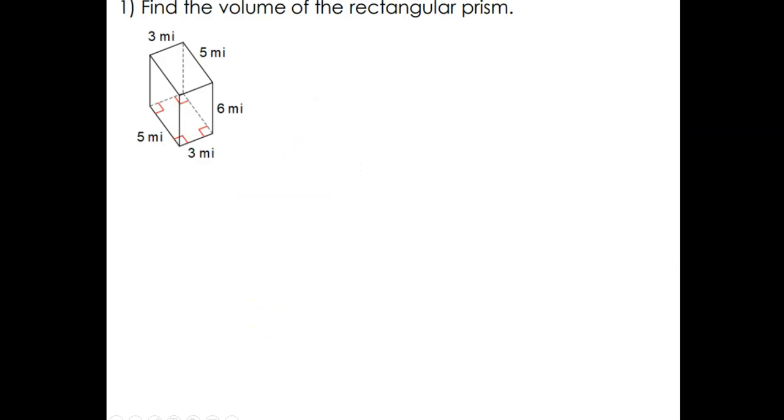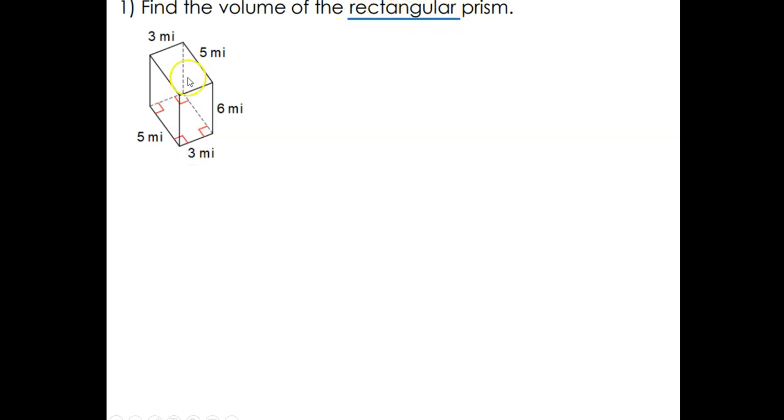So first example, find the volume of a rectangular prism. So first piece of information, a rectangular prism. This is the biggest hint as to what shape my base is for this prism. It's in the name. The shape of the base is a rectangle.